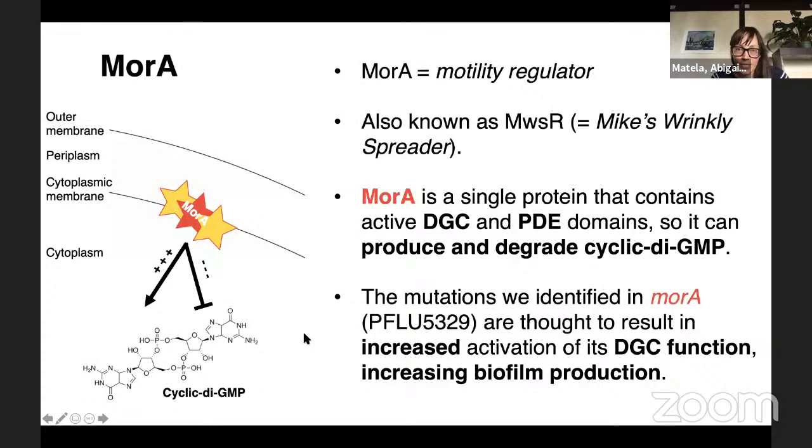And this third pathway is the MORA motility regulator, also known as Mike's Wrinkly Spreader. This is just a single protein, and it contains an active DGC and a PDE, a degradation domain. So it's able to both produce and degrade cyclic di-GMP. And what we think is that these mutations that we identify in this gene are resulting in increasing its DGC function. So then again, increasing cyclic di-GMP production and increasing biofilm formation.